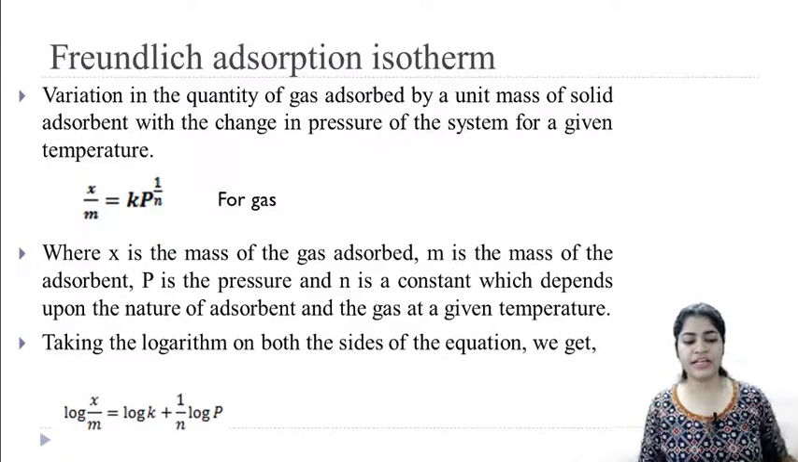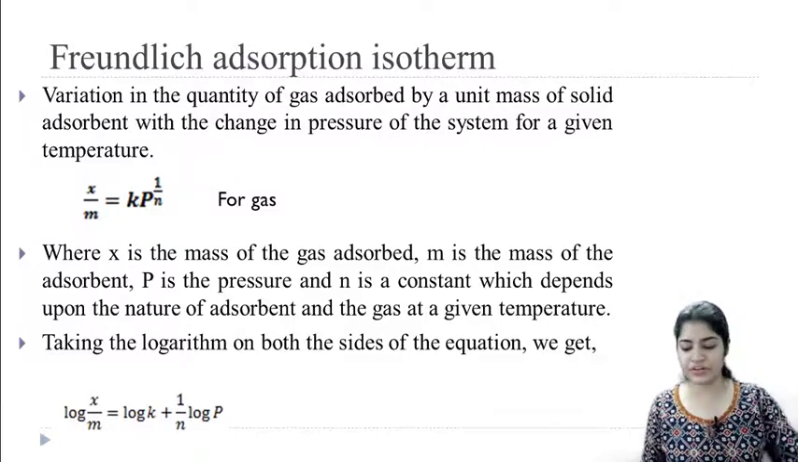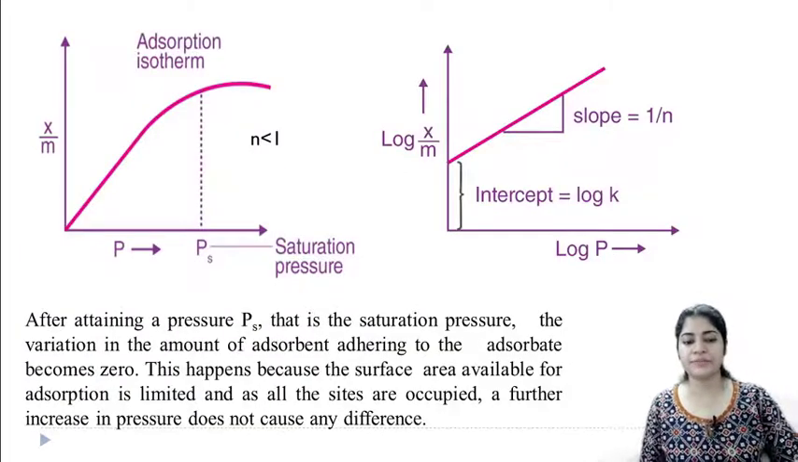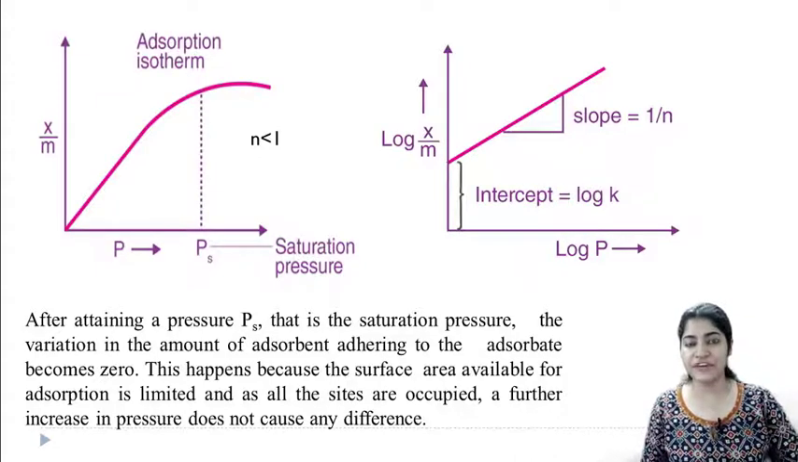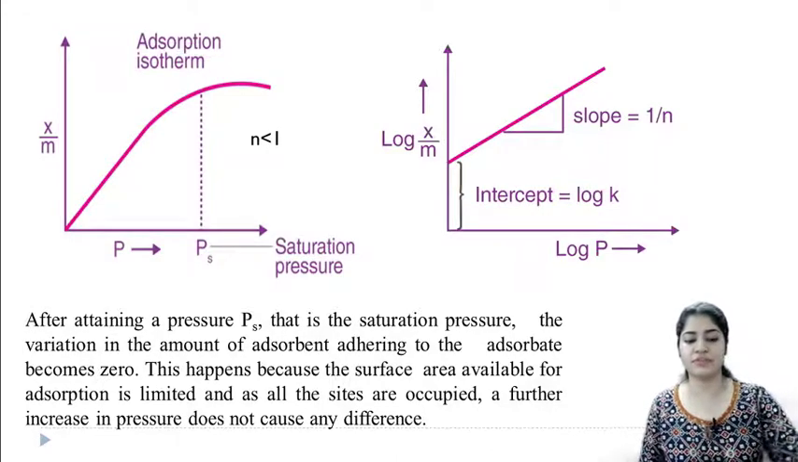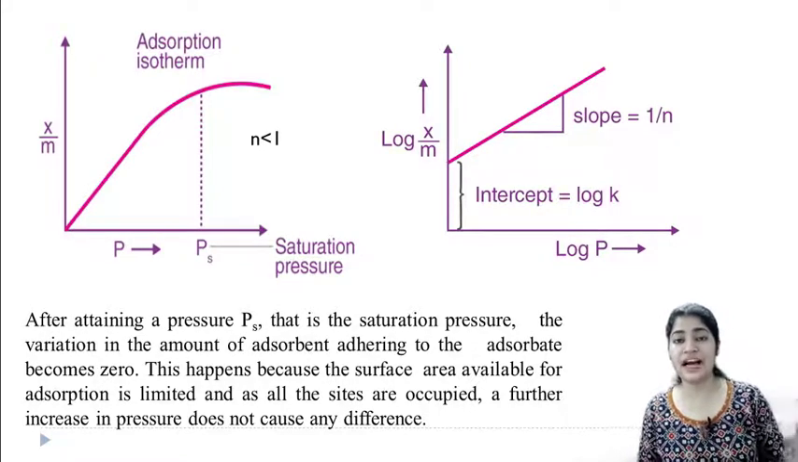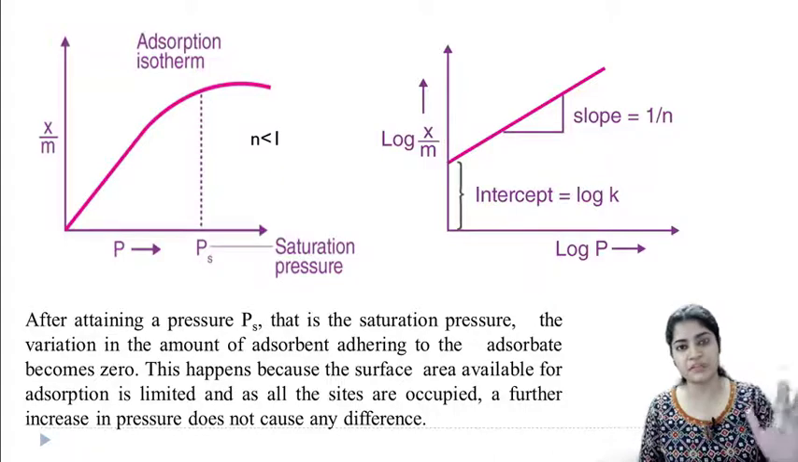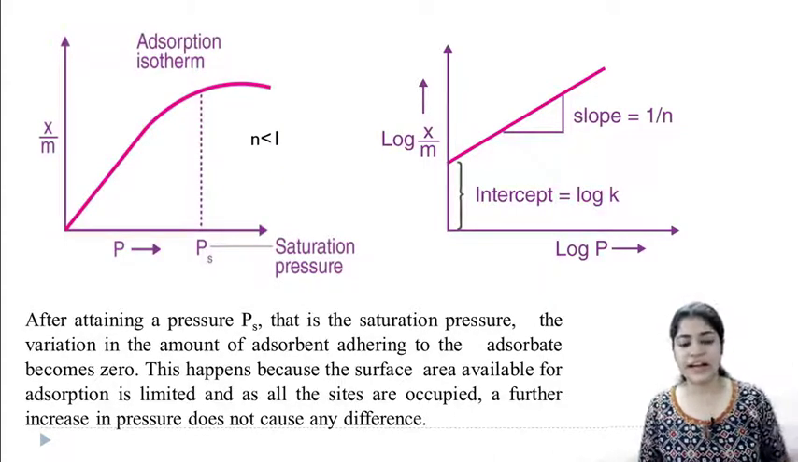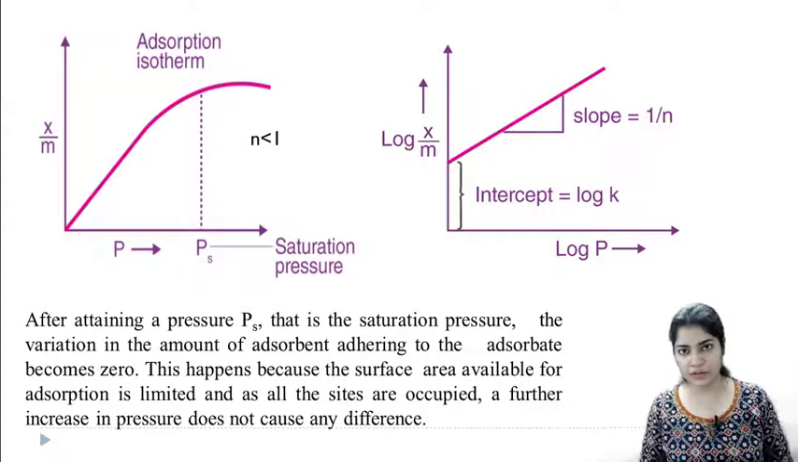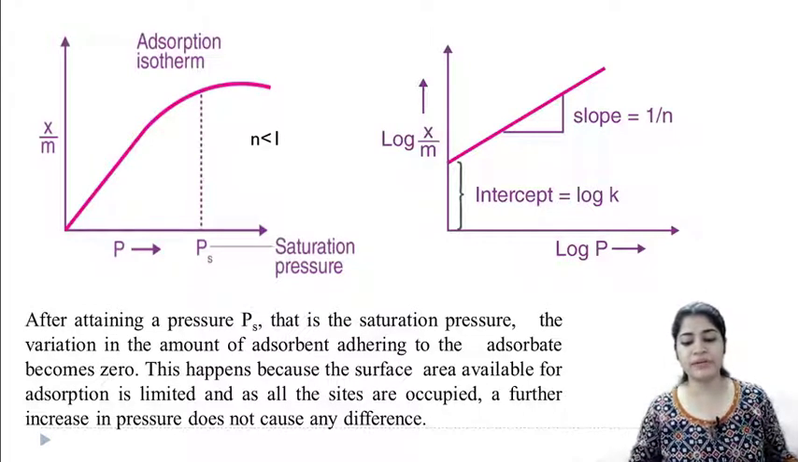Now taking the logarithm on both sides, you get the following relation. Graphically, for n less than 1, the Freundlich isotherm, which is the favorable one, gives you this curve for x/m versus pressure. Now see, at Ps, the saturation pressure, the condition of equilibrium has been achieved. After attaining the saturation pressure Ps, the variation in the amount of adsorbate adhering to the adsorbent becomes 0.